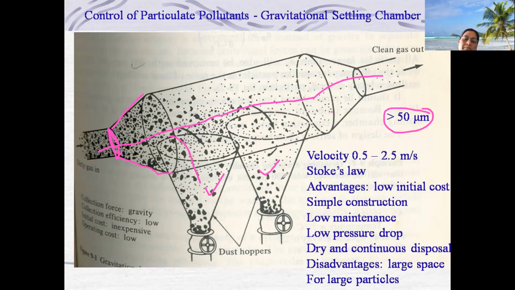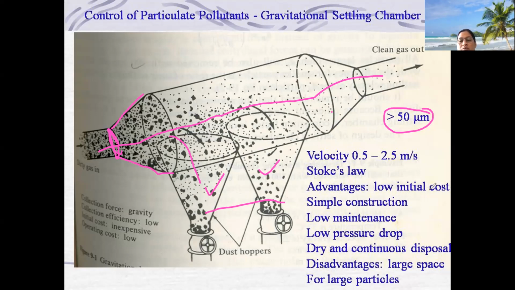Remember that this is applicable for dry air. This is applicable for the particulate matter only, not for gaseous pollution. And it is applicable for particulate matter whose size is greater than 50 micron. After some time you can remove the particulate matter from the bottom. So likewise, without any moving operation, air pollution can be controlled in this particular gravitational settling chamber. It is known as the gravitational settling chamber.